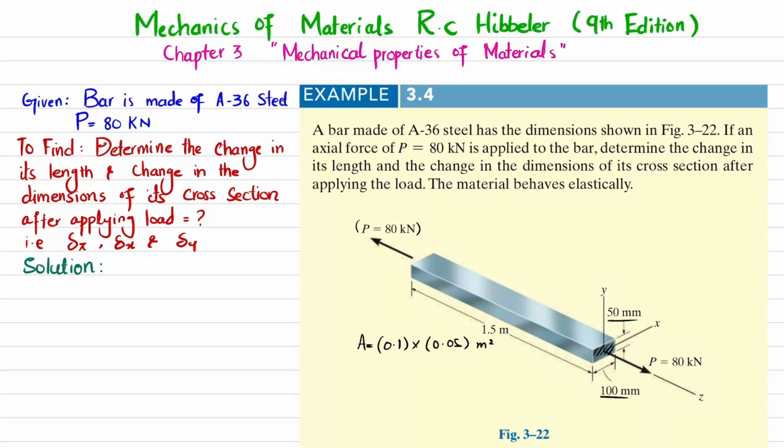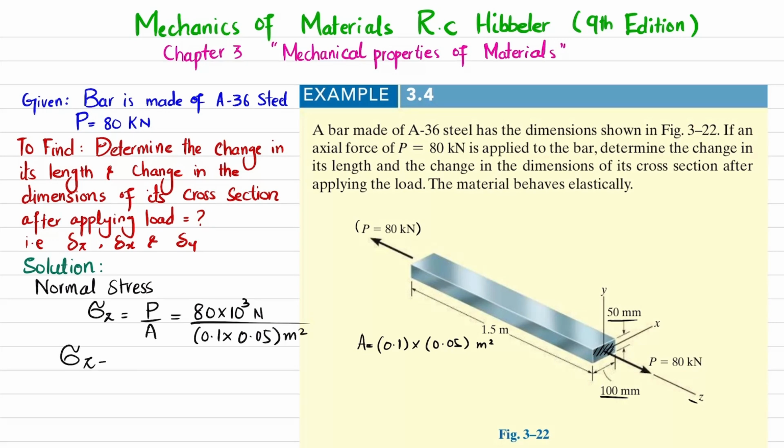Now we will first find the normal stress. Normal stress is sigma, which will be in the direction of Z. Therefore I am writing sigma Z is equal to P divided by cross-sectional area. P is 80 kilonewton, so 80 into 10 to the power 3 Newton divided by this area, which is 0.1 multiplied by 0.05 square meter. When you solve this, you will get sigma Z equal to 16 into 10 to the power 6 Pascal.